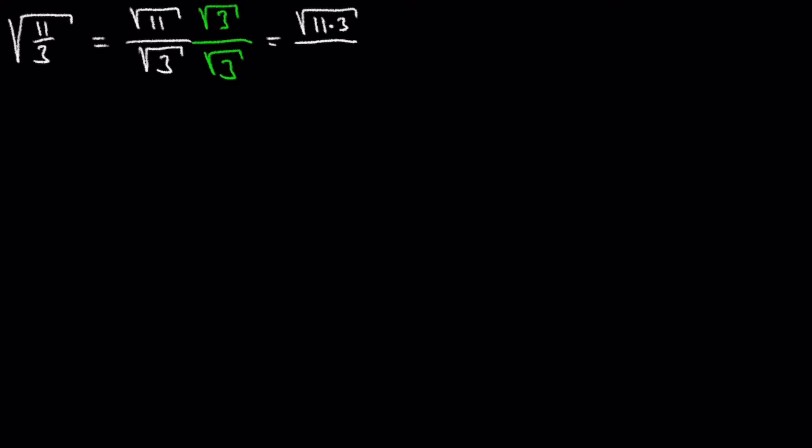and on the bottom 3. So we get the square root of 33 over 3. Be careful here, don't cancel out the 33 and the 3 because the square root has priority over division.